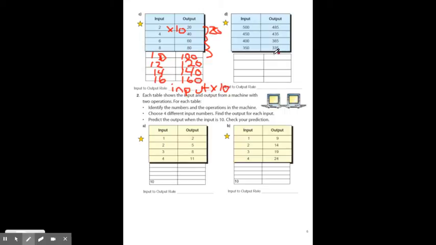Now we'll do the same thing over here. We look for our pattern, 500, 450, 400, 350. I know it's going down by 50s. I think I said 50, but it's 500. So it's going down by 50. So 350 minus 50 is 300. Minus another 50 is going to be 250. Minus another 50 is 200. And minus another 50 is 150.